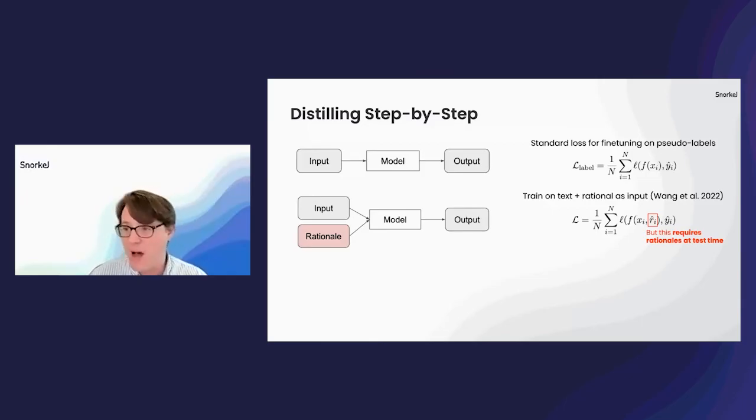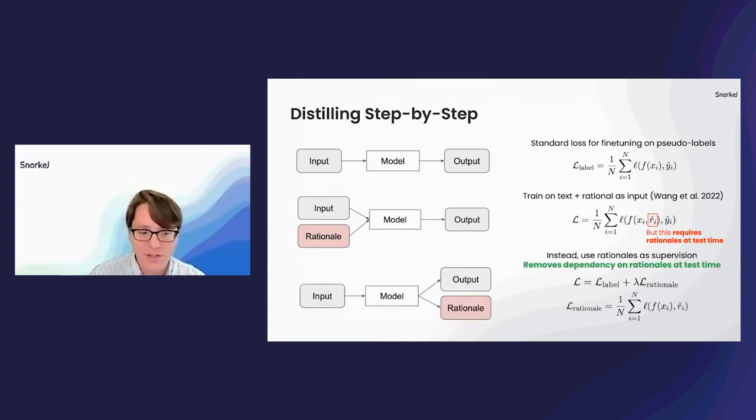And so you really haven't bought yourself any or much practical benefit because you still need some sort of language model behind the scenes to give you that rationale when you actually want to make a prediction. So you haven't really saved any inference costs. So what distilling step by step proposes is that instead of using the rationale as an input, you use it as a form of supervision, and you use a model to predict that rationale in a multitask setup, which involves now combining this label loss, which again is just the standard distillation loss, with a rationale-based loss, where you're actually predicting the rationale given the input.